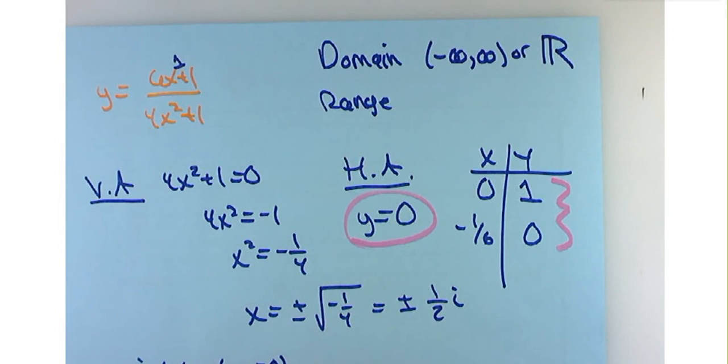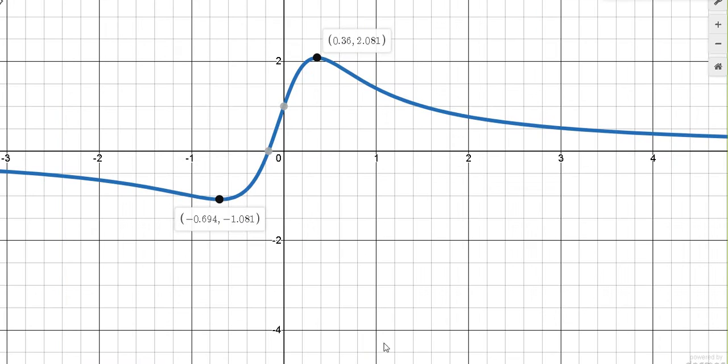The range you're going to have to think about. And it's nice that we can have decimals available to us on the exam because it makes it a lot easier. The range is going to be from the lowest to the highest. Now be careful. Some people give me the coordinates and say, oh, negative 0.694, comma negative 1.081 to this point here. I don't want those coordinates. I just want the range, which is going to be the y values. So negative 1.081 to 2.081.